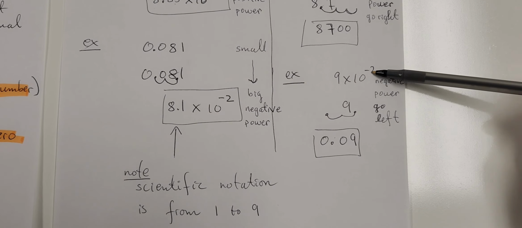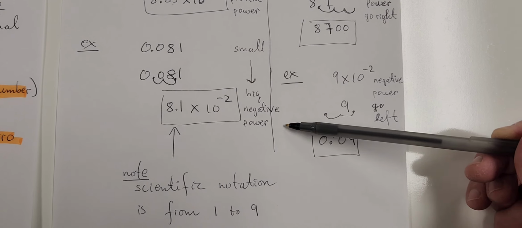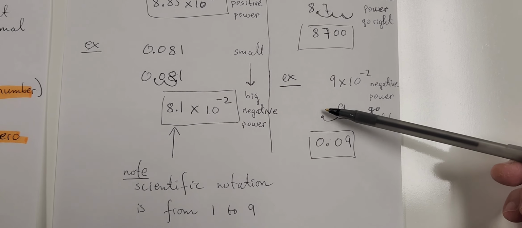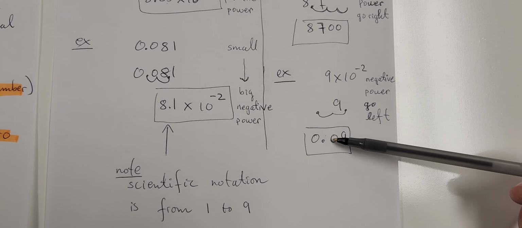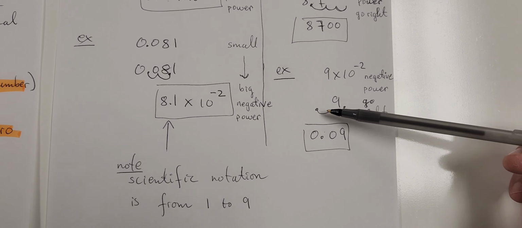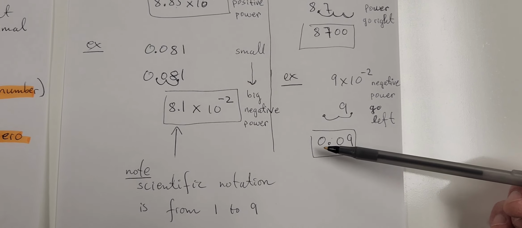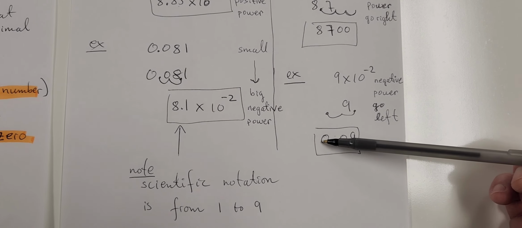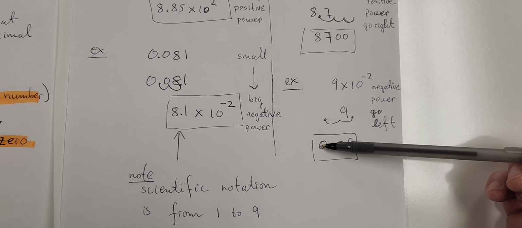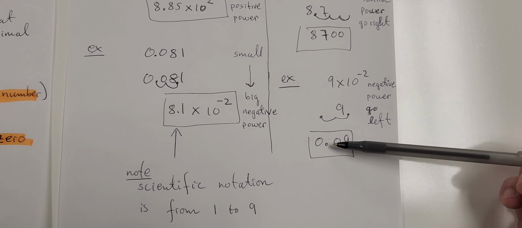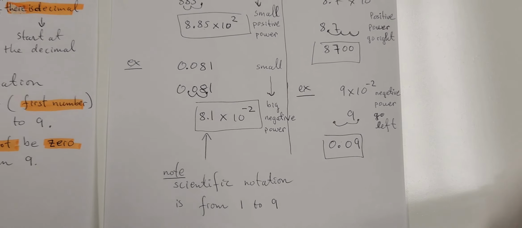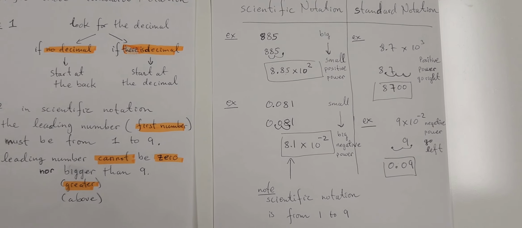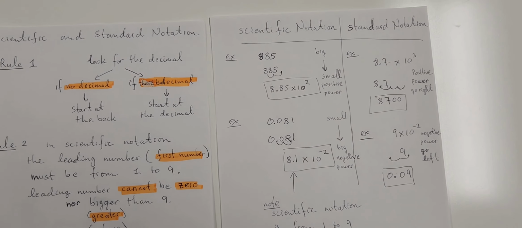Since the power is negative, we move to the left 2 times. So 1, 2. And there's an empty space here, so we put a 0. When there's an empty space, we put a 0. So the answer is 0.09. This 0 right here is just a place value so that it can tell us that we are in decimals. Okay, so those are examples for scientific notation and standard notation.